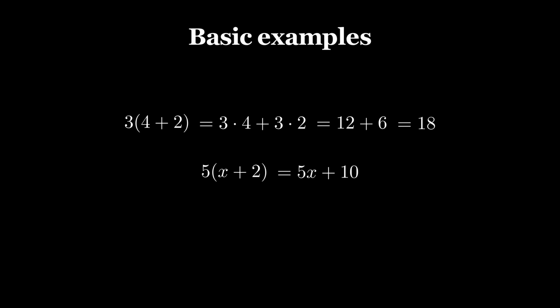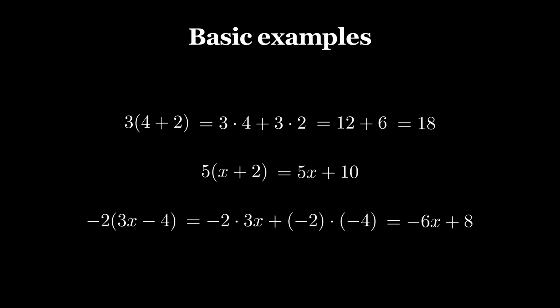Now, an important one with a minus. Negative 2 times (3x minus 4). Negative 2 times 3x is negative 6x. Negative 2 times negative 4 becomes plus 8. So the result is minus 6x plus 8. The key here is that the minus sign in front of the parentheses flips the sign inside.